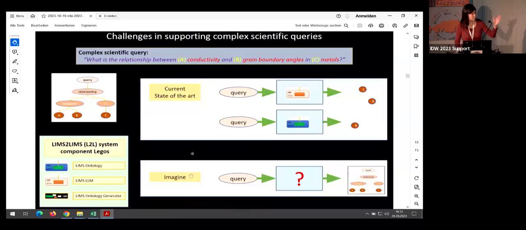So we had a little toy model, right? Let's just say we want to build something that's a little bit bigger than LIMS at this point. We want to support discovery of science.